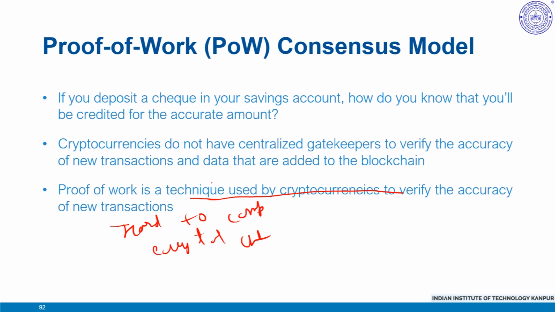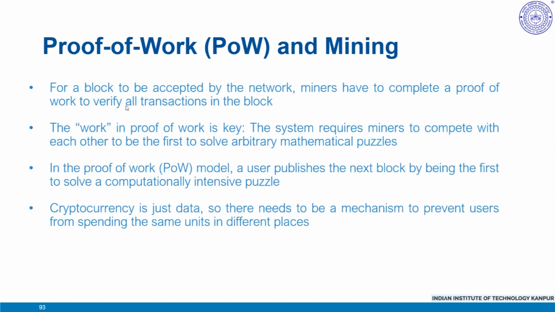And the most popular cryptocurrency, Bitcoin, uses a hashcash proof of work system. Although the initial hashcash idea was to fight against email spammers, Satoshi applied this idea to Bitcoin transaction verification through the proof of work mechanism as well. Let us discuss this proof of work and mining. For a block to be accepted by the network, miners have to complete a proof of work to verify all the transactions in the block. The difficulty of this work is not always the same. It keeps adjusting so that new blocks can be generated every 10 minutes or so. There's a very low probability of successful generation, so it's unpredictable which worker in the network will produce the next block. So there's a randomness in this.